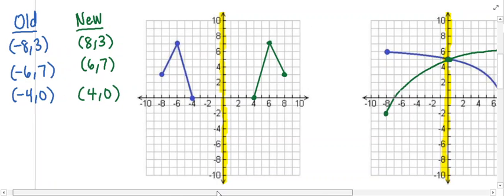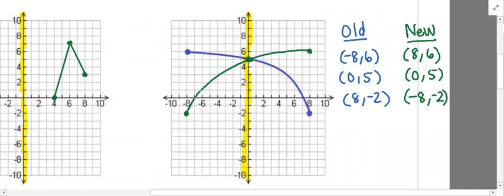Okay, same thing is happening to the graph on the right. Your y coordinates are staying put. 6, 6, 5, 5, -2, -2. No change in the y coordinates. It's the x coordinates that are changing sign. You go from -8 to +8. 0 is irrelevant because it doesn't have a sign, but at the bottom point, 8, +8 goes to -8.